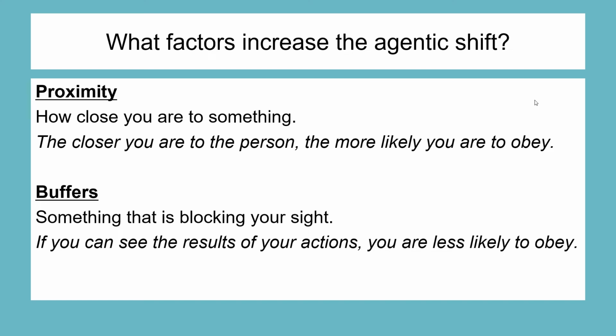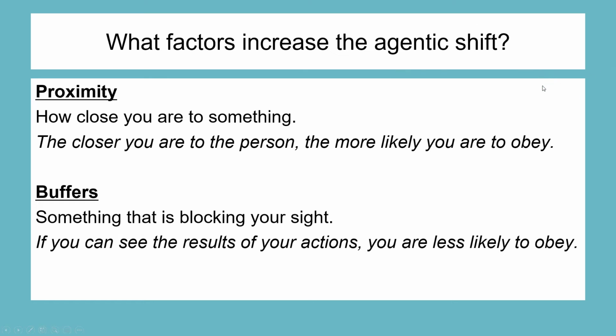So if you think about the Milgram study, there was a massive wall in the way. You couldn't actually see what the confederate was doing, so we couldn't see them suffering. So we didn't see the consequences of what we were doing. So we were more likely to keep going and go higher and higher on the electric shock machine.